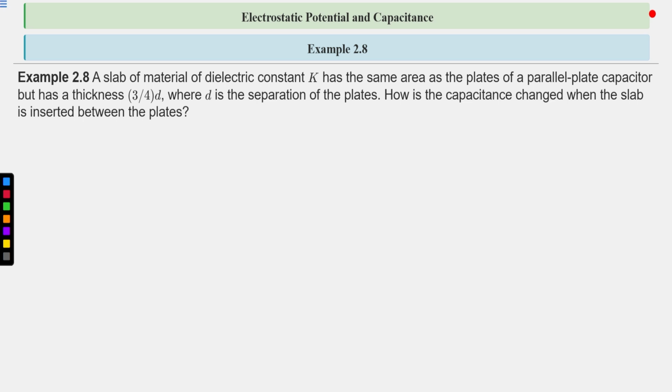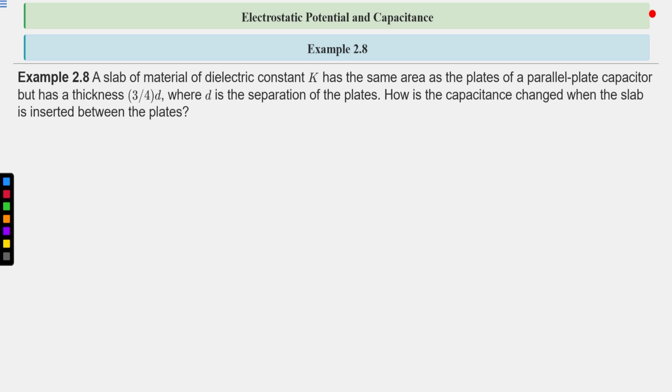Now there is an example. Example 2.8: a slab of material of dielectric constant K has the same area as the plates of a parallel plate capacitor, but has a thickness of 3/4 D. Now, what is the twist?